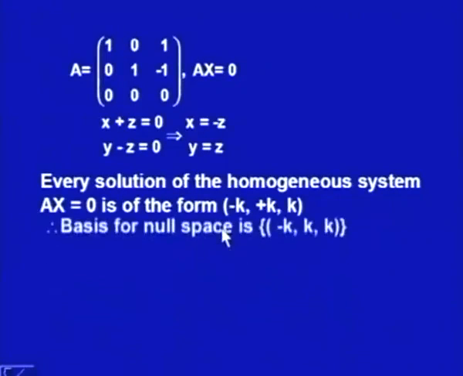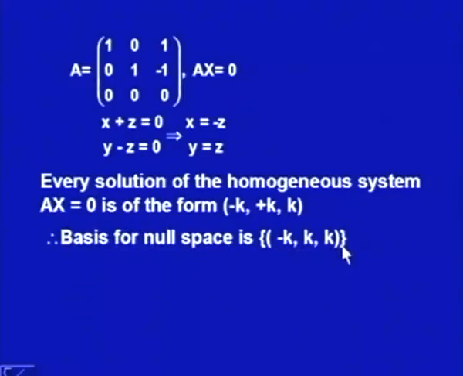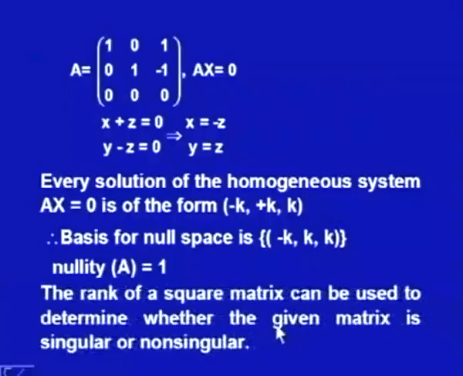So the basis for null space is this. Every vector which is a solution of this will be generated by this vector. So this forms a basis for null space. And since the basis consists of one vector, that is why we say nullity is 1. And for this example, we have rank equal to 2, nullity equal to 1, and the order of the matrix is n by n, or 3 by 3. So 2 plus 1 is equal to 3.